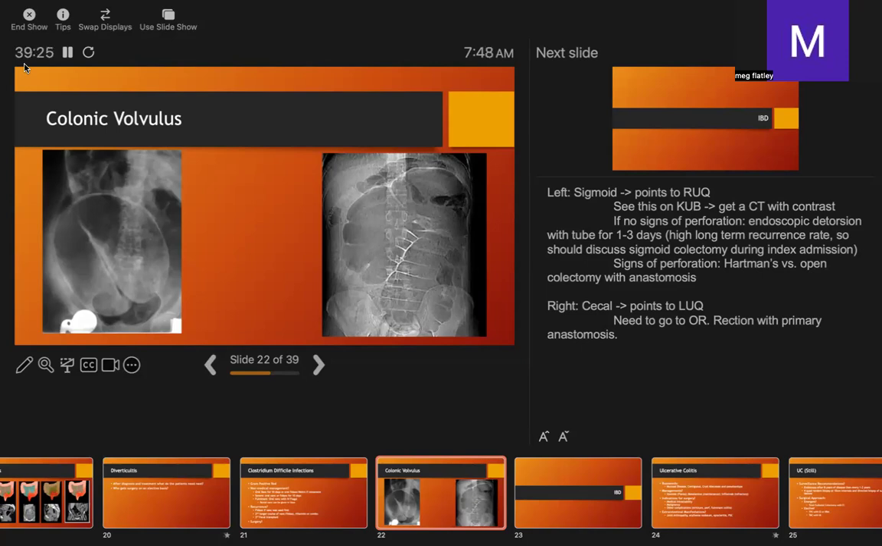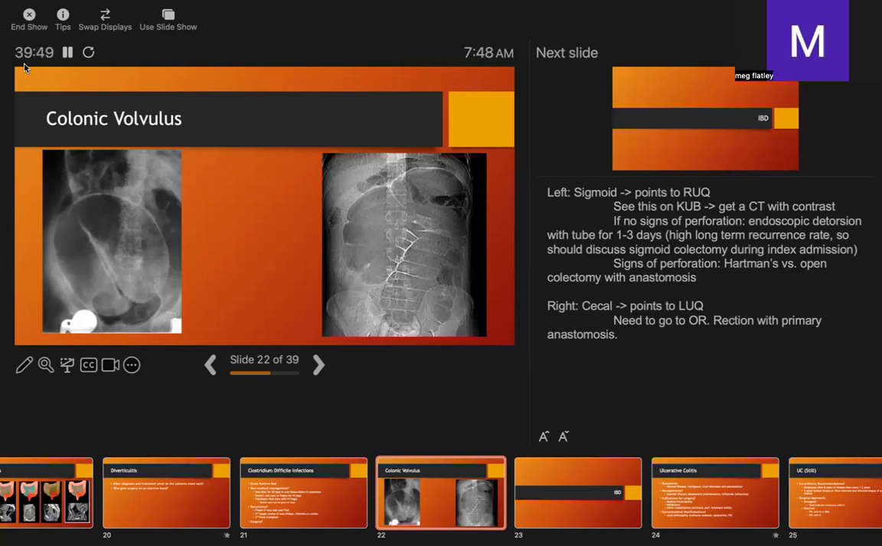Okay. If they have signs of perforation, if they're peritonitic, yeah, you just take them to the operating room, okay? Hartman's or an open colectomy. Or, yeah, Hartman's. And then they talk about you can also potentially do a primary anastomosis for this too, just like the pitfalls too. You might have size mismatch, that sort of thing.